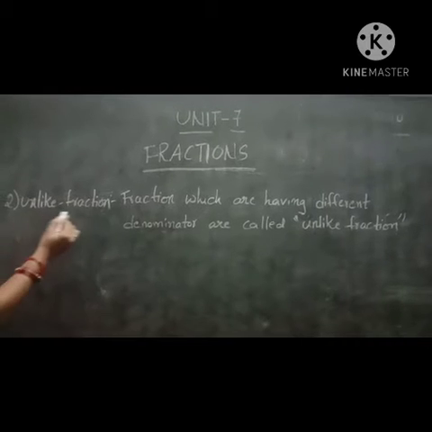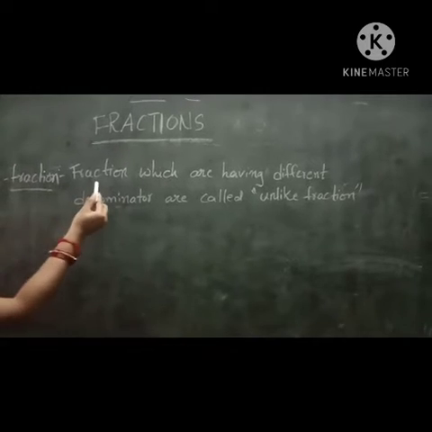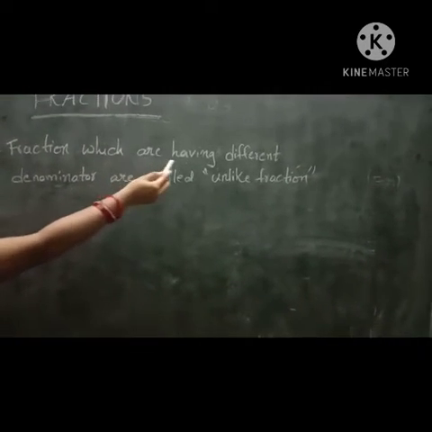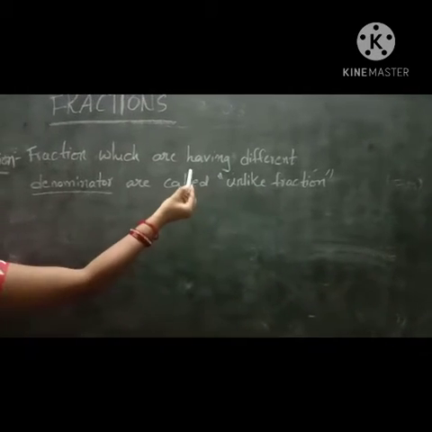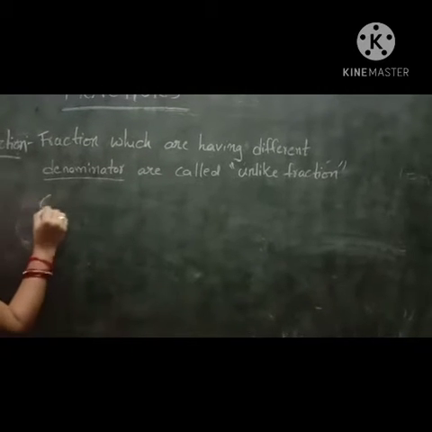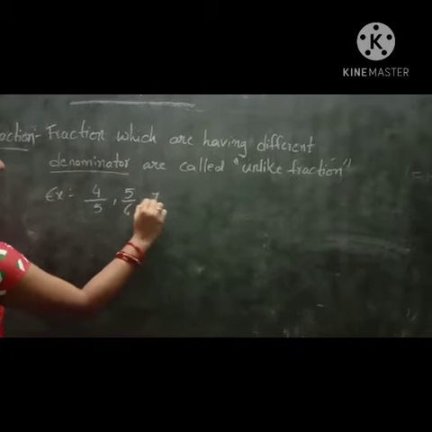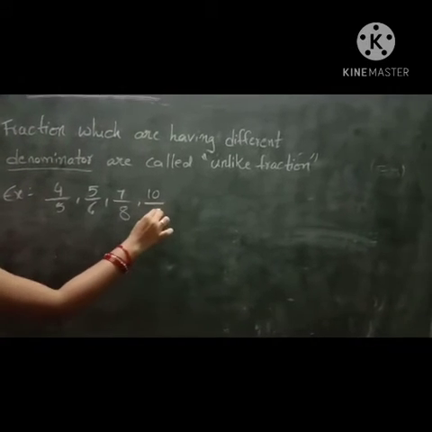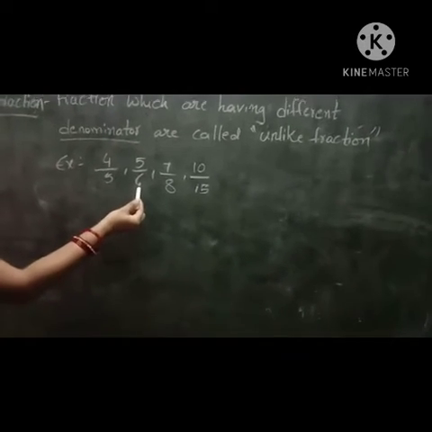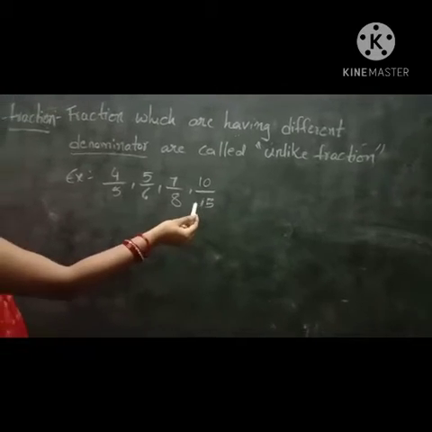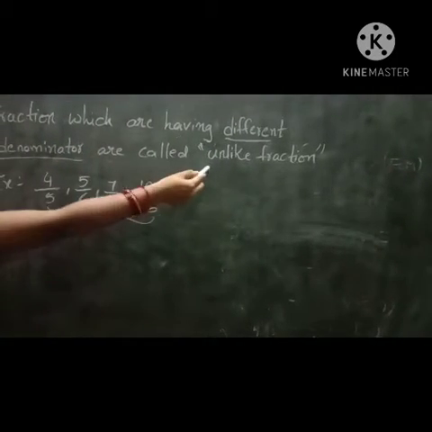Next, the second one, unlike fractions. What is the second one, children? Unlike fractions. See the definition here. Fractions which have different denominators are called unlike fractions. See here, different denominators. Now see the example: 4 by 5, 5 by 6, 7 by 8, 10 by 15. What are the denominators here? Here is 5, here 6, here 8 and here 15. Their denominators are different. Fractions with different denominators are called unlike fractions.